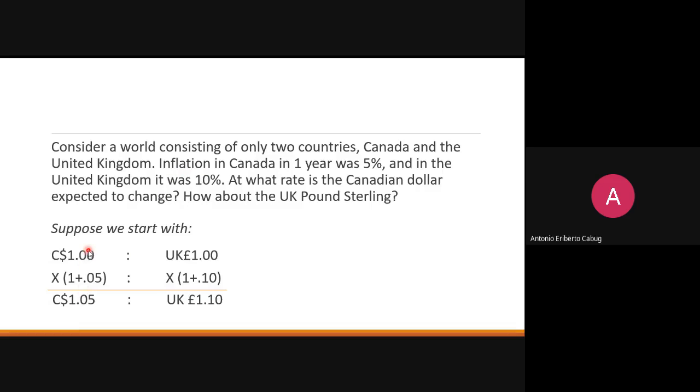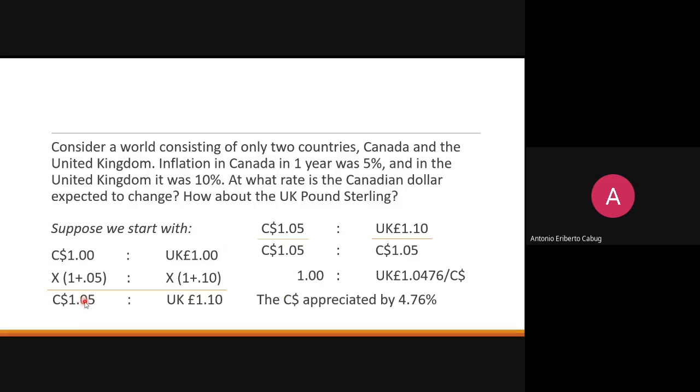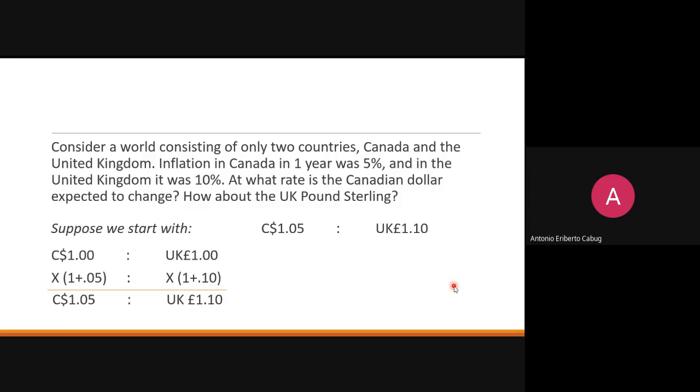In Canada, what used to be 1 Canadian dollar will now cost 1.05 Canadian dollars. In the UK, it is worse. What used to cost 1 UK pound will now cost 1.10 UK pounds because of the higher inflation rate, 10%. Now, if you're going to look at the Canadian dollar relative to the UK pound, the Canadian dollar would appreciate because the inflation is lower in Canada. So the UK pound per Canadian dollar will now be higher, 1.0476 UK pounds per Canadian dollar. And at the same time, the UK pound will be worth less, 0.9545 Canadian dollars per UK pound.